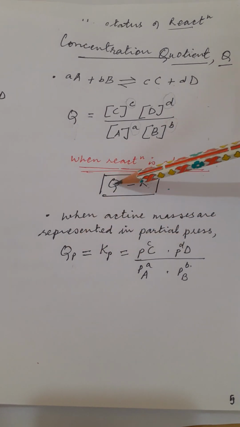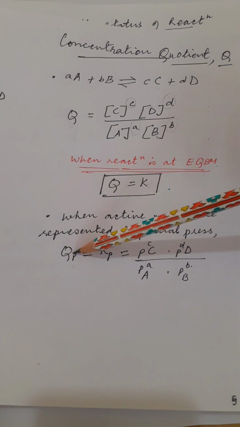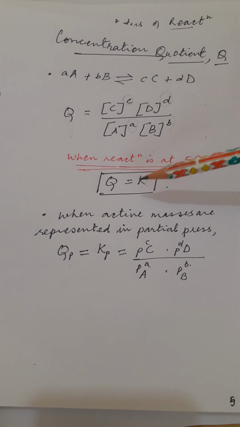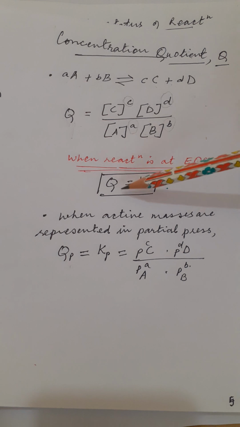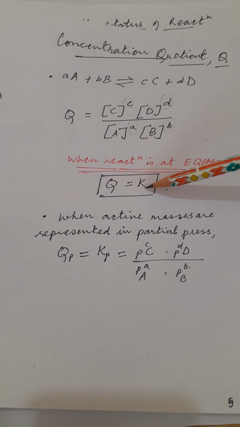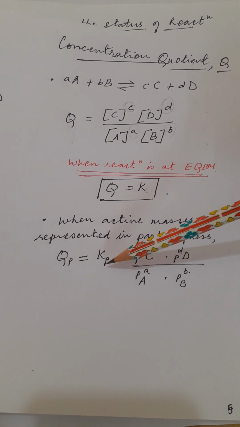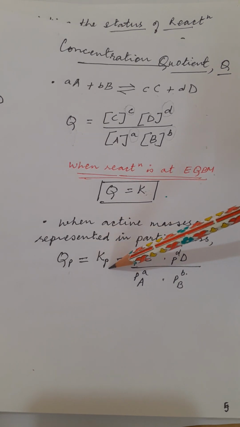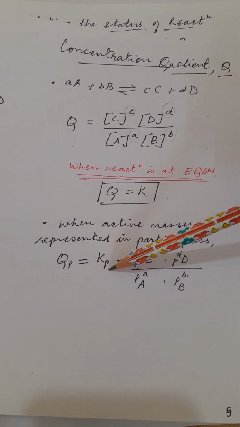So from these two points, we need to remember that Q is the concentration quotient at any point during the course of the reaction. However, at the point of equilibrium, Q becomes equal to K. If I read my concentrations or active masses in terms of moles per liter, it's known as K or Kc. And if we read our active masses in terms of partial pressure, then our equilibrium constant takes the subscript P, that is, the equilibrium constant in terms of partial pressure.